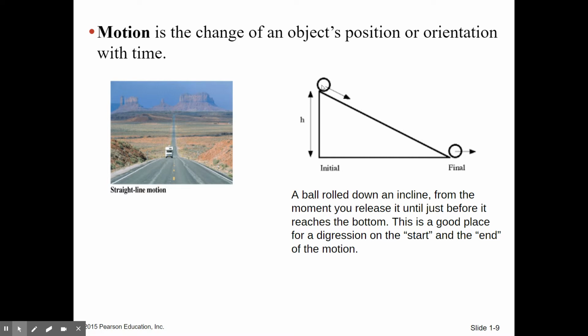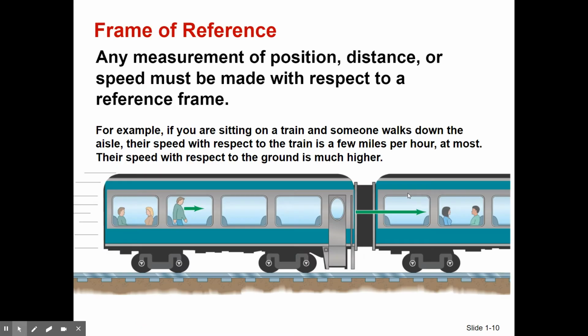From the moment it's released to just before it reaches the bottom, this is a good place for a discussion on the start and the end of motion. In other words, when we talk about position, we have to have a beginning point and a final point. So our beginning point would be up here at the top of the ramp or the incline, and the final would be at the bottom. So along with motion, when we're talking about orientation, you have to be able to reference it to something. In other words, you have to have some type of frame of reference.